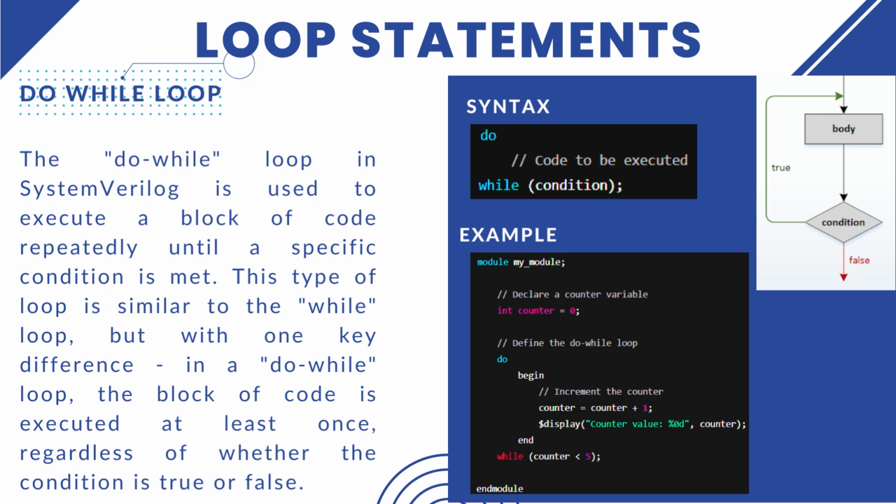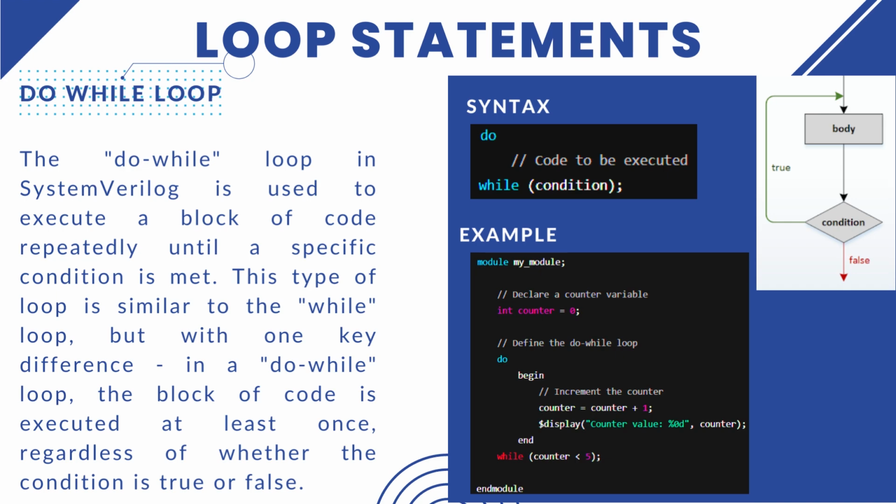Here is an example of how this loop might look in practice. In this example, the loop will execute at least once, because the condition counter 5 is only checked after the first iteration of the loop. The loop will continue to execute until the condition is false, at which point it will terminate.